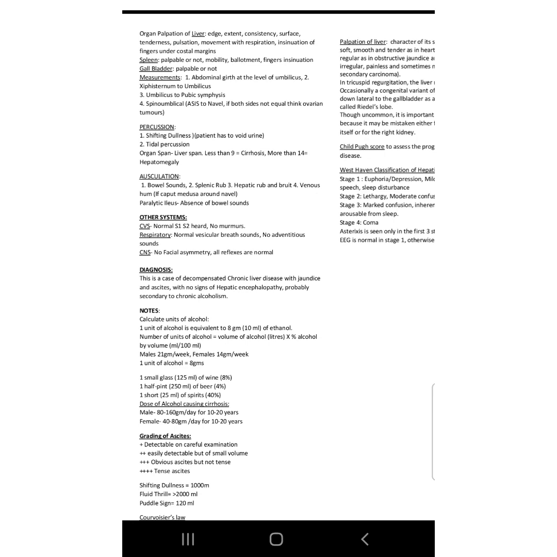Then you tell the provisional diagnosis as a case of decompensated chronic liver disease with jaundice and ascites with no signs of hepatic encephalopathy, probably secondary to chronic alcoholism.